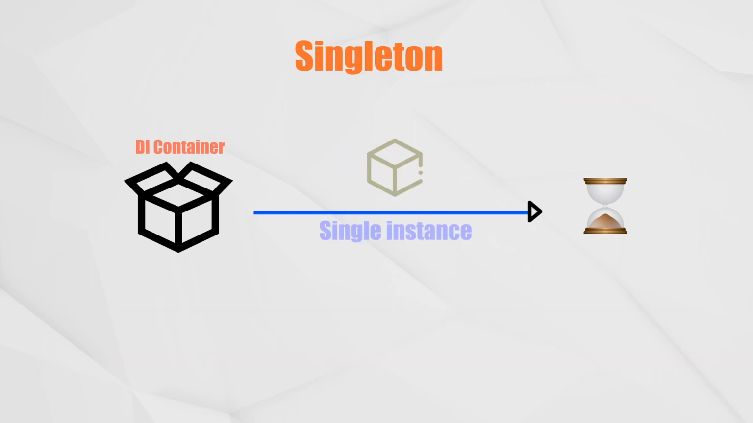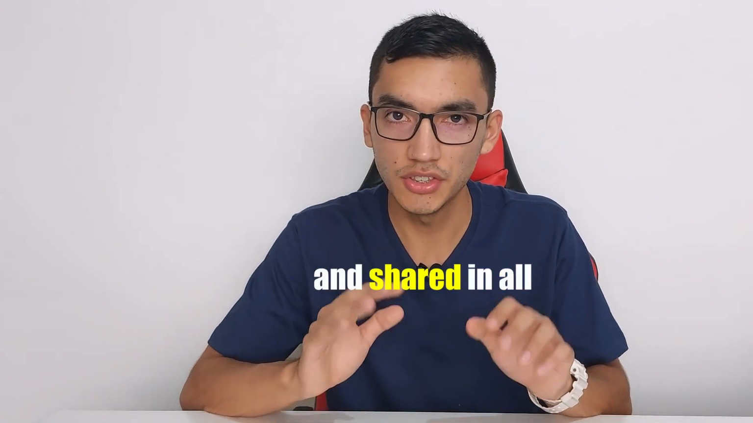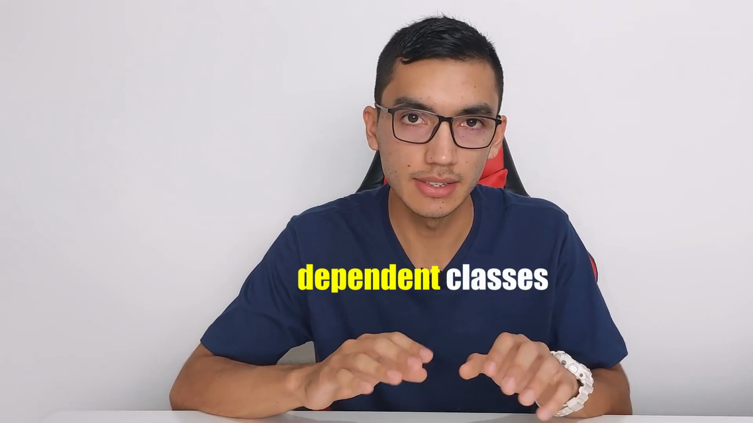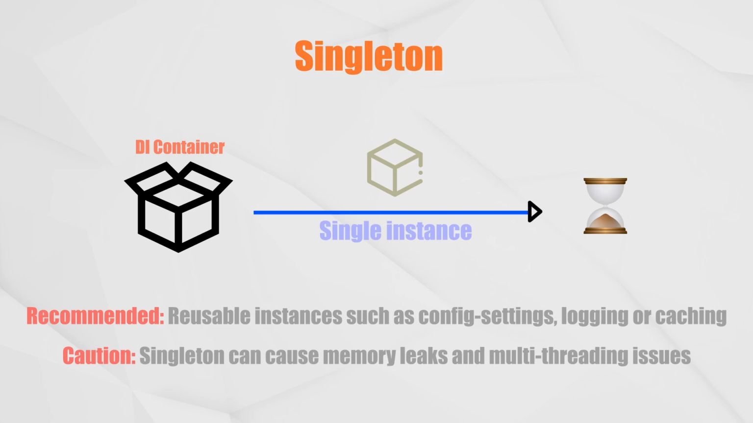Singleton, a single instance across the application. The dependency is created once and shared in all dependent classes. It's a good option for components that can be reused during the entire application lifetime, such as configuration settings and logging or caching functionalities. It's the more performant choice regarding memory efficiency, but can cause memory leaks and multi-threading issues. Let's go to the demo.